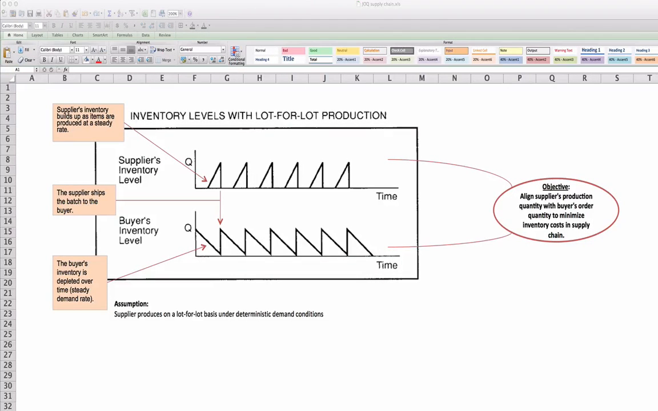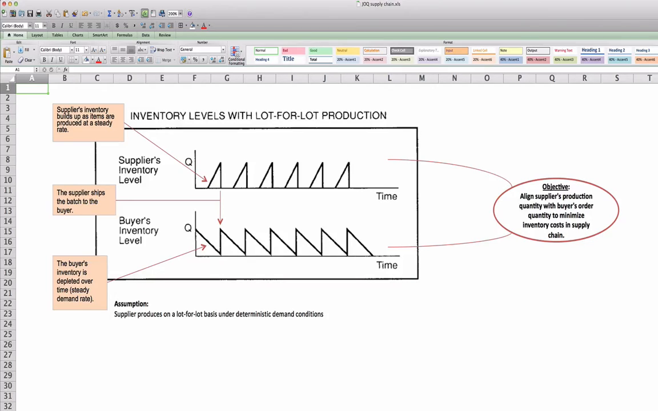Hello, and thank you for tuning in to this discussion of joint optimal order quantities in a supply chain. Previously, we talked about the basic EOQ model, and what we really did was we chose order quantities so as to minimize the inventory holding and order placement costs for a single company, such as, for example, a retailer.